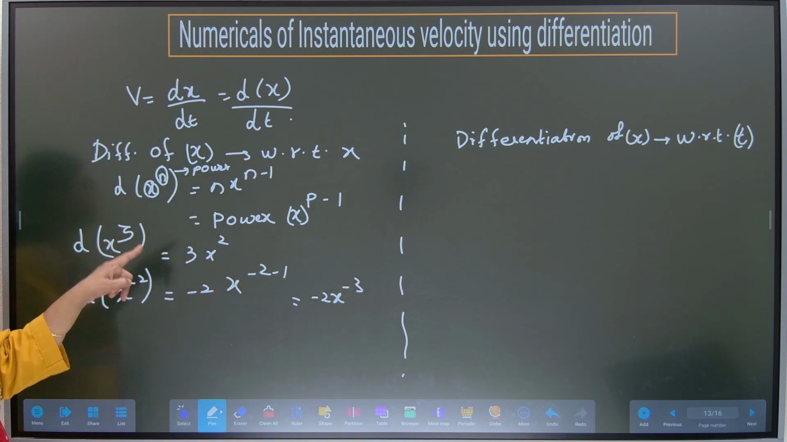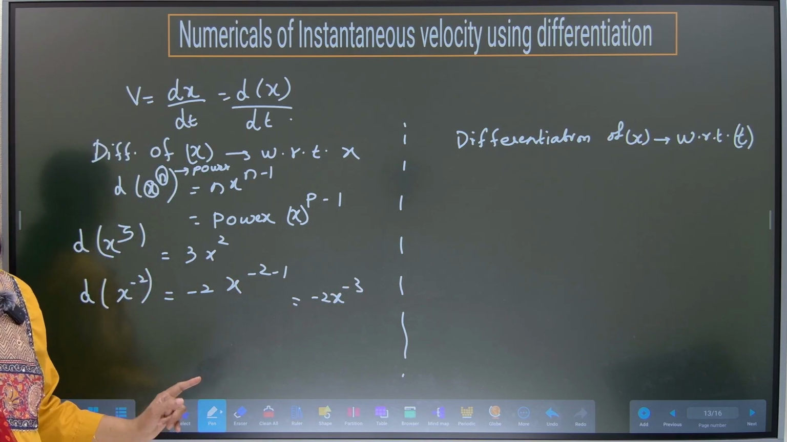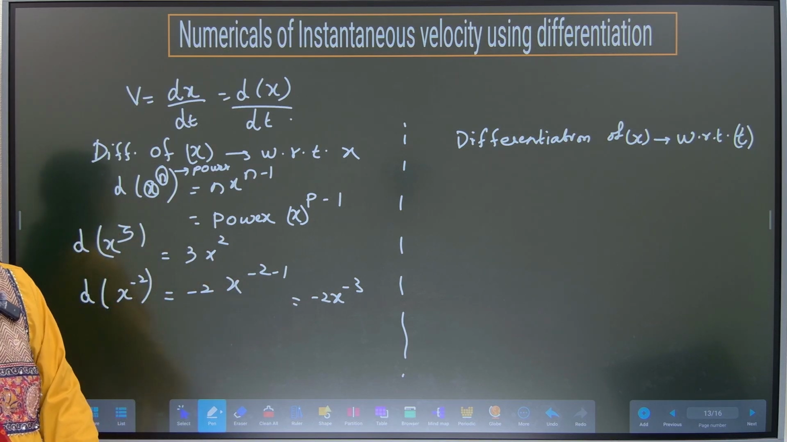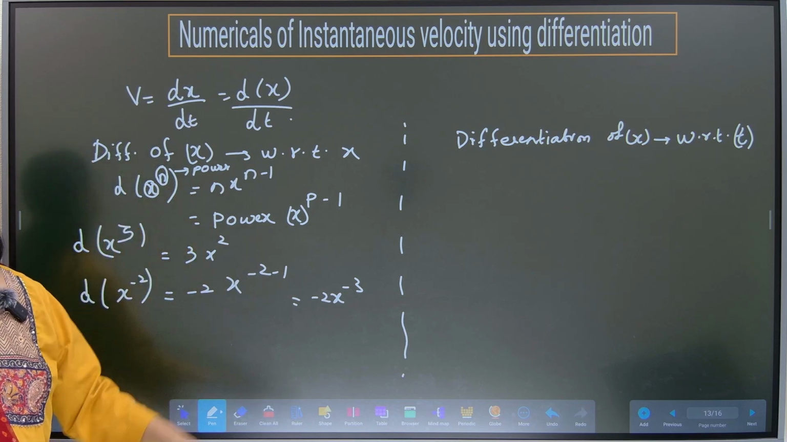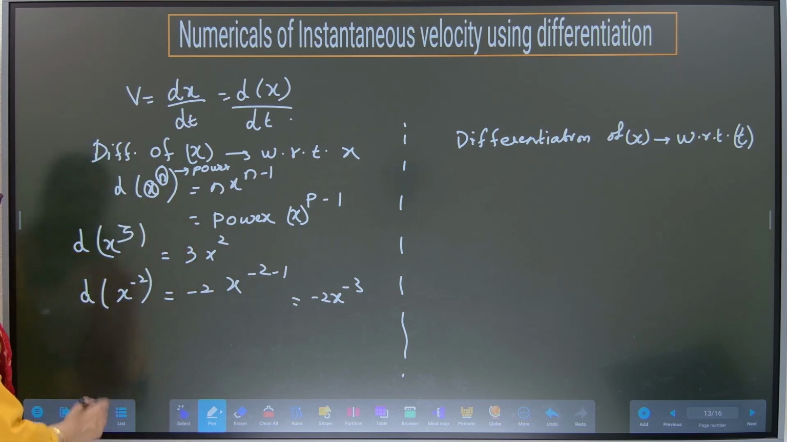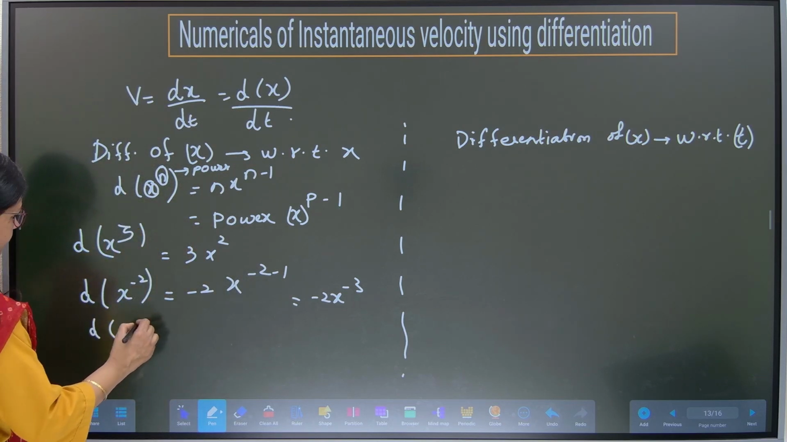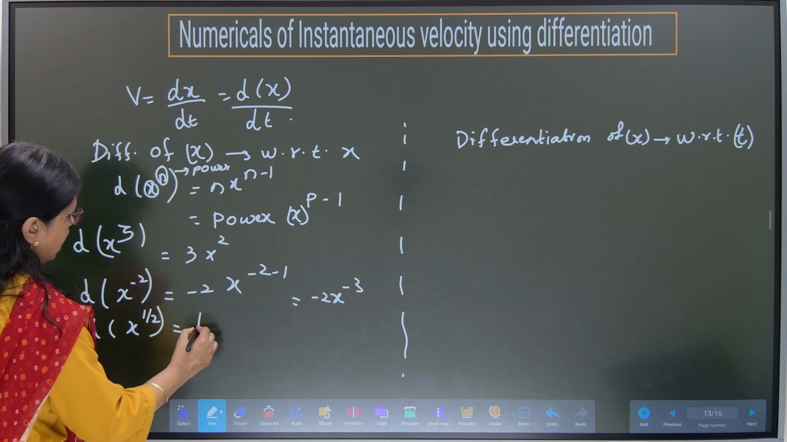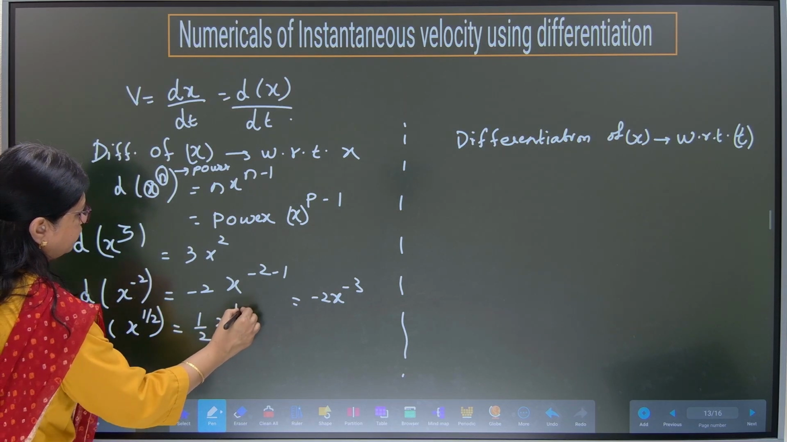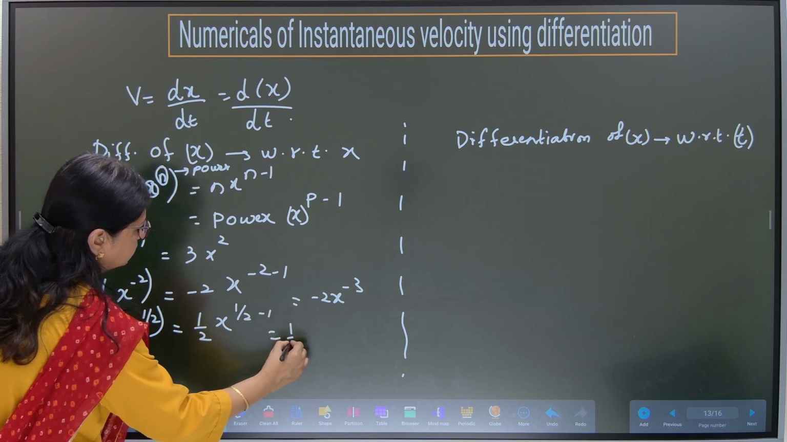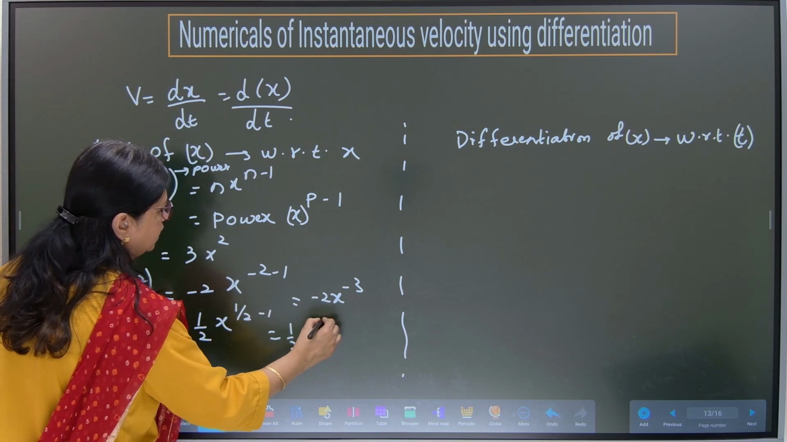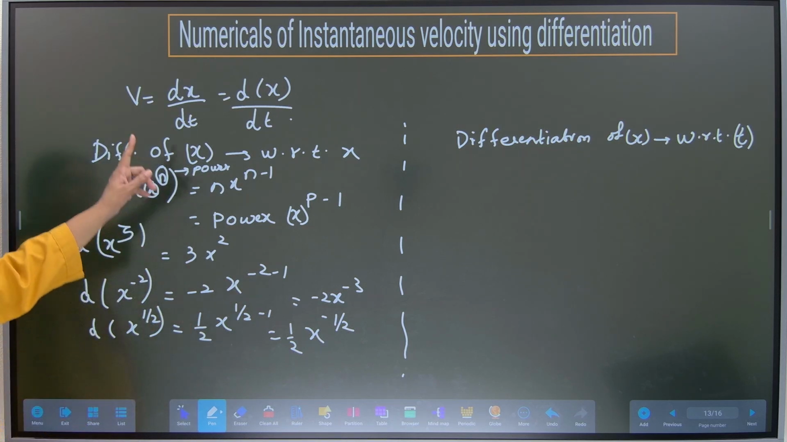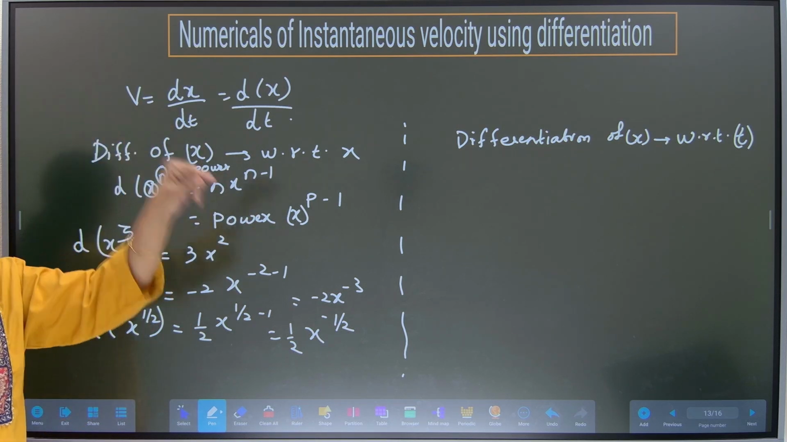So whether the power is positive or negative, or a positive fraction or a negative fraction, the same procedure has to be followed. Let us do one fraction. x raised to half. What should I do? Half, x raised to half minus 1. So what is my answer? x raised to what is half minus 1? Negative half. Clear? So this is differentiation of x with respect to x only.